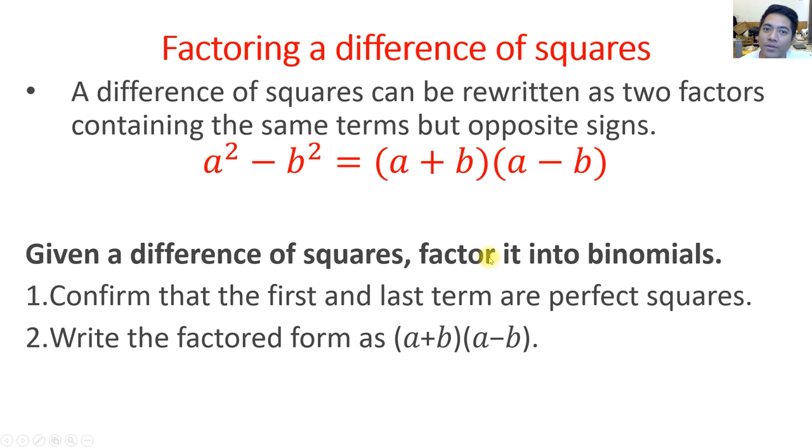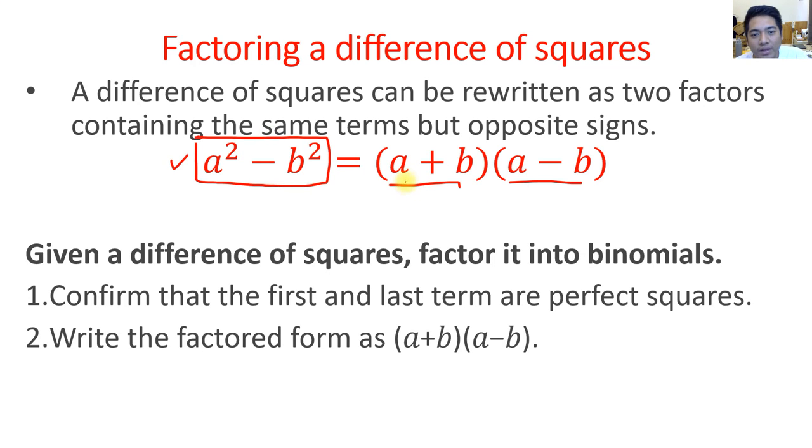Alright, how about factoring a difference of squares? A difference of squares can be rewritten as two factors containing the same terms but opposite signs. If we ever see a squared minus b squared, we can always factor it as the quantity a plus b times the quantity a minus b, such that a squared minus b squared doesn't have any middle term.